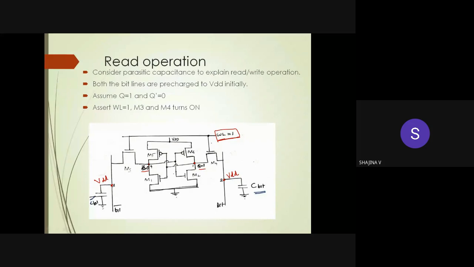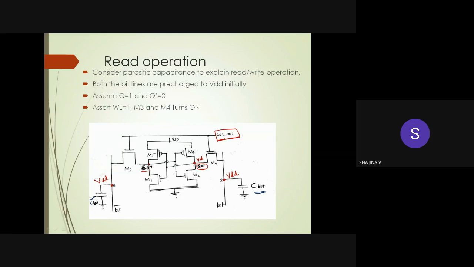Now, what will happen if the transistors are turned on? You can check the potential at point 1 and 2. Transistor M4 is connected between point 1 and 2, that is, the source and drain of this transistor are connected to point 1 and 2. So what is the potential at point 1 and 2? At 2, we have VDD. Here also, we are assuming Q is equal to 1, so here also we will have a high voltage. We can say the potential at point 1 and 2 are the same.